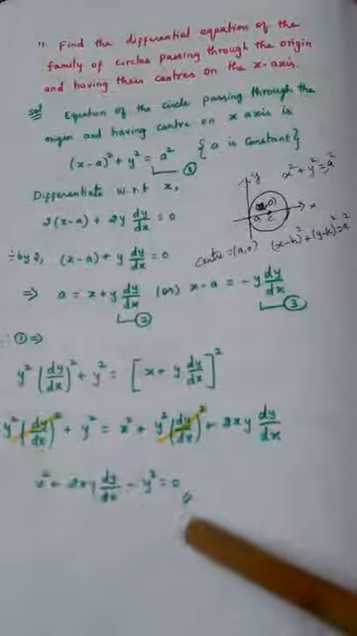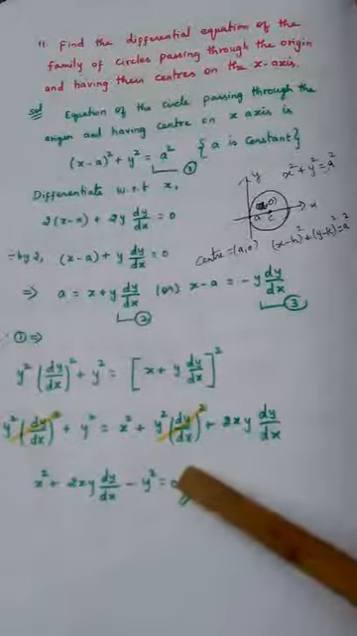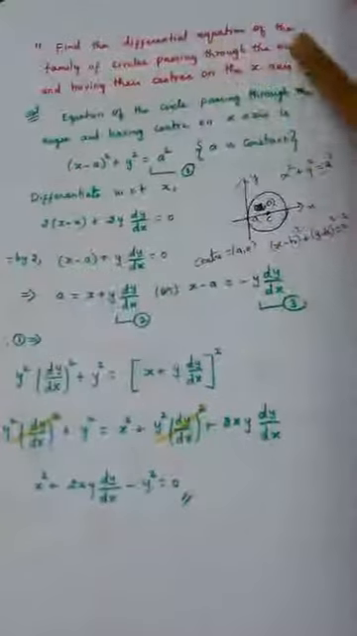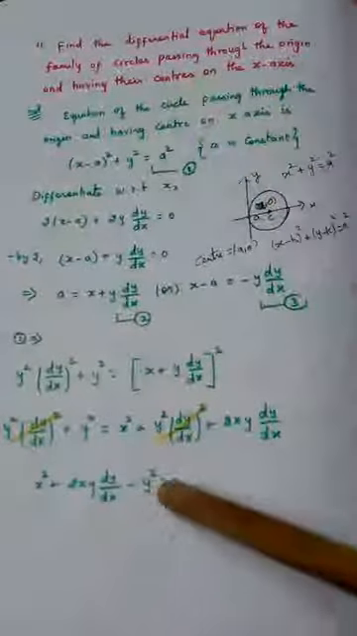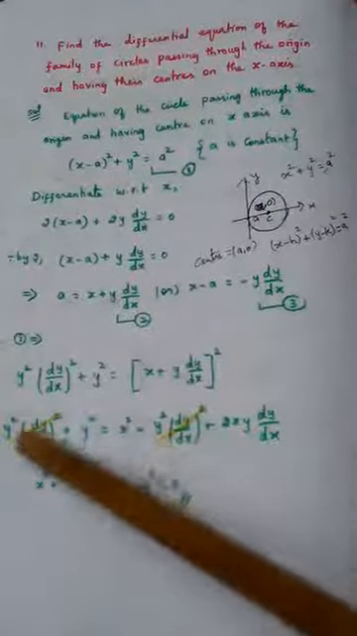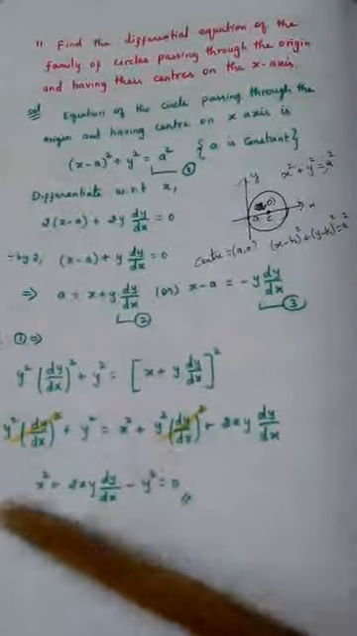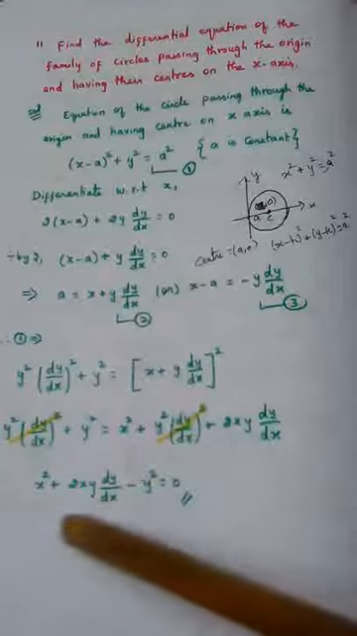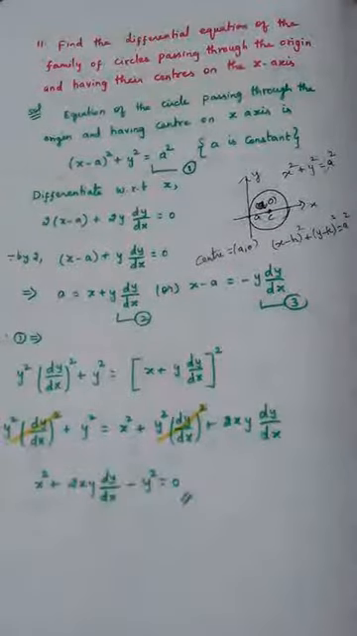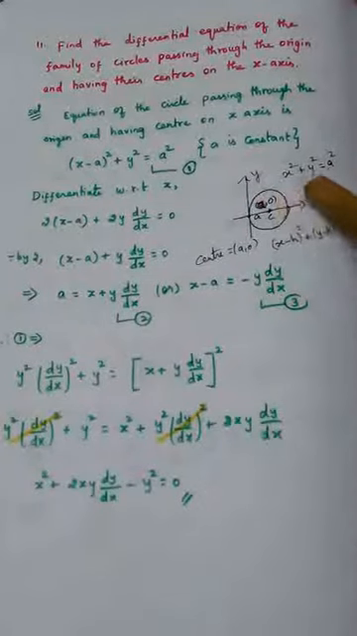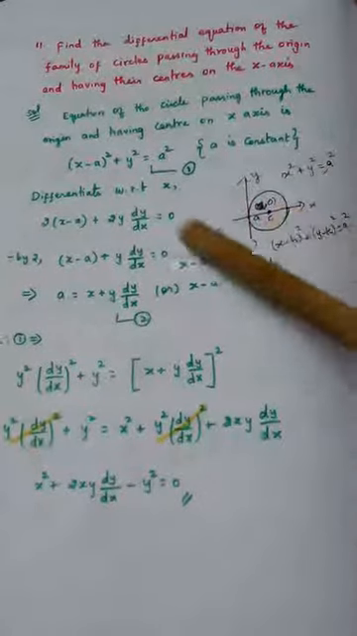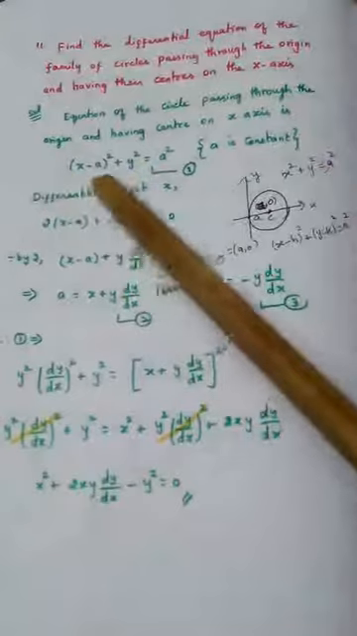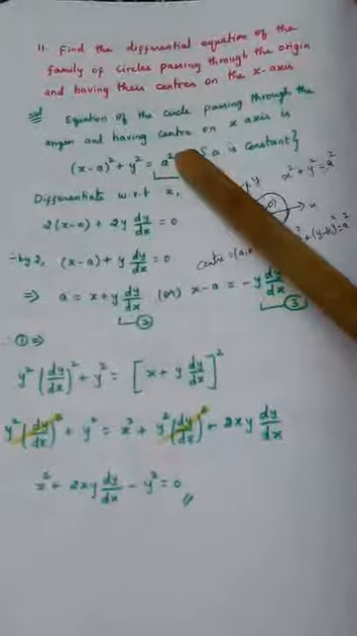So this is the differential equation representing what? The equation of circles which pass through the origin and have centers on the x-axis. So this differential equation represents a family of circles which passes through the origin and whose center is on the x-axis. Hope you have understood. Just see the explanation given from the diagram and this. So writing this equation is the very important thing.